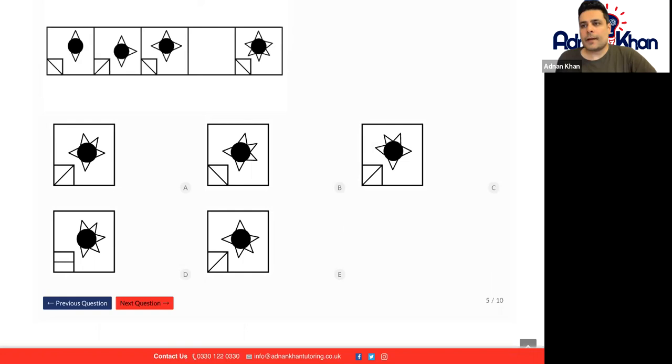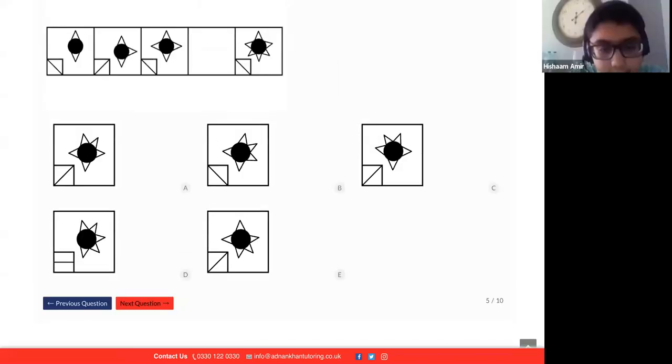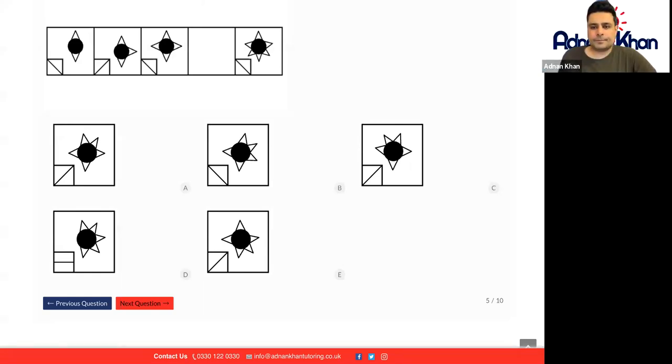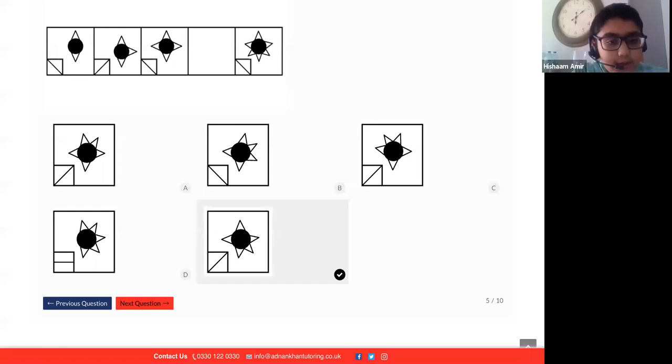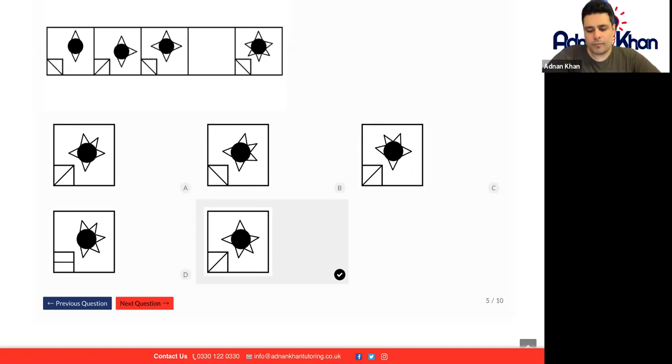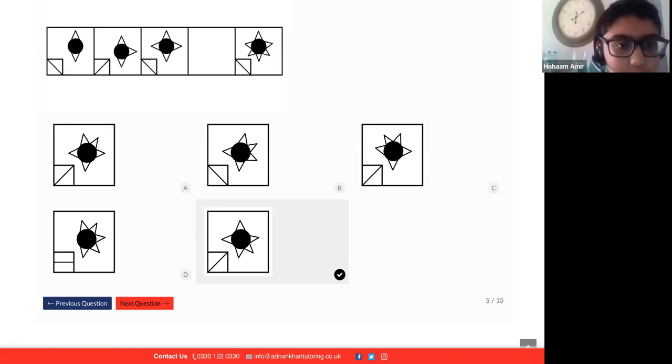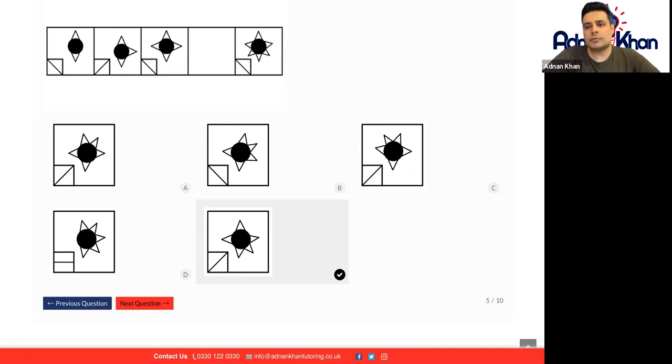Let's go to some more contribution in this case. Let's go to Hisham for this one. Hi, Hisham. Question number 5, please. Hi. So I think that it would be E. Okay. Because the small box in the left-hand corner of each shape rotates by 90 degrees each time. And one more hand grows each time. You mean the triangle? Yeah, triangle.